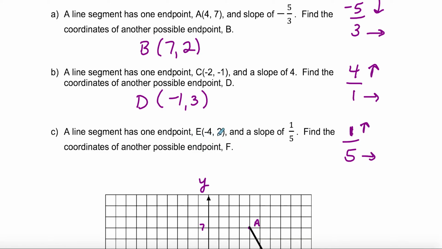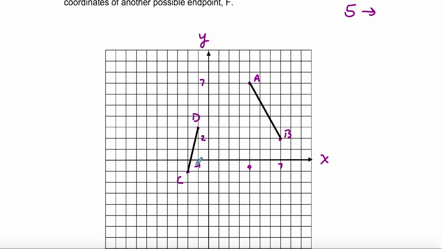So from -4, 2, if we go -4, 1, 2, 3, 4, and up 2, there's -4, 2. So that's E. Then our slope was 1/5. So up 1 over 1, 2, 3, 4, 5. So I think that's a possible endpoint F. We could go up 1 and over 5 again. That could be an endpoint because this line segment, if we continued it, it would all have the same slope.